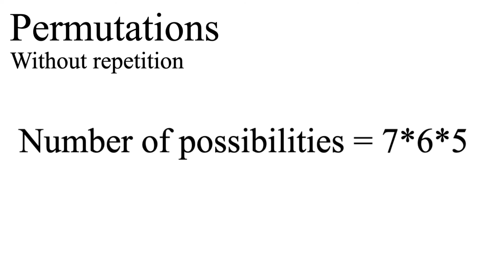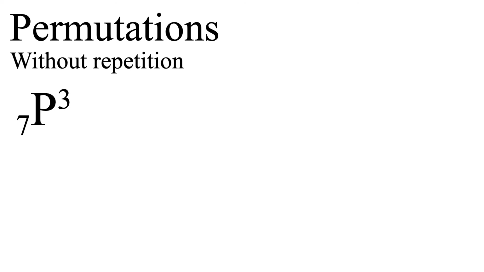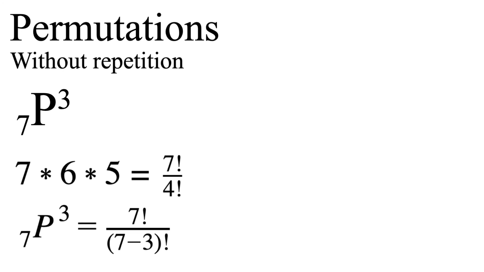The number of permutations of 3 items taken from 7 items is written 7P3. Note that 7 times 6 times 5 could also be written as 7 times 6 times 5 times 4 times 3 times 2 times 1 divided by 4 times 3 times 2 times 1, which is 7 factorial divided by 4 factorial. 7 factorial divided by 4 factorial is 7 factorial divided by (7 minus 3) factorial. So, 7P3 equals 7 factorial divided by (7 minus 3) factorial.